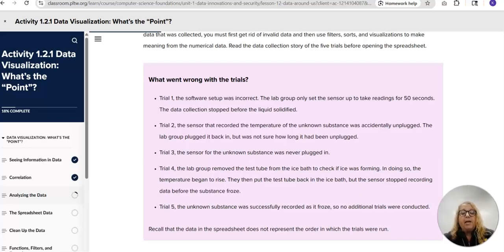In trial 5, the unknown substance was successfully recorded as it froze, so no additional trials were conducted. Trial 5 is really the only one that would really be valid. In trial 4, you could kind of see some of the data heading that way, but 5 was the only one that was correct.